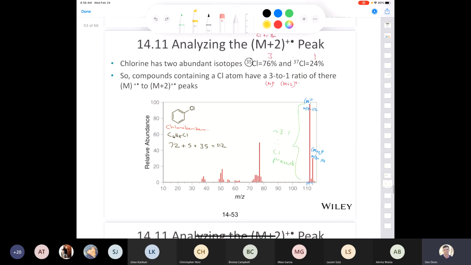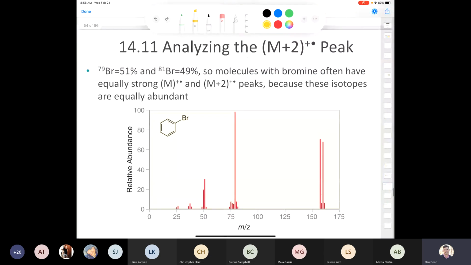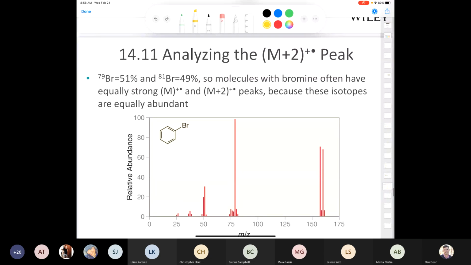Okay, now let's take a look at the bromine, because I told you bromine was important too. I'll try to go a little quicker here. The 2 isotopes of bromine are bromine-79 and bromine-81. 79 is more abundant, not much, but a little bit, at 51%. And so we should get our molecular ion, and we should get an M+2 peak, but they're going to be pretty close to a 1-to-1 ratio. And you see that right here.